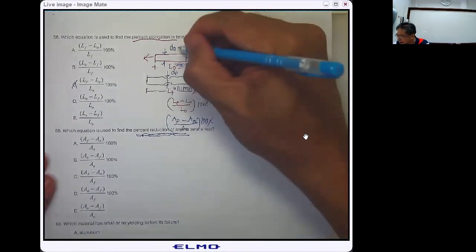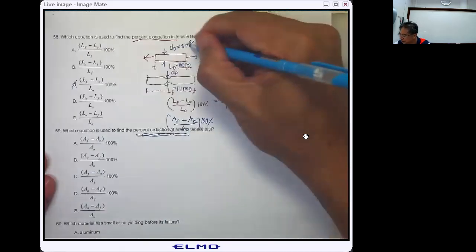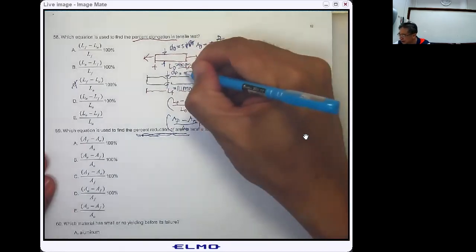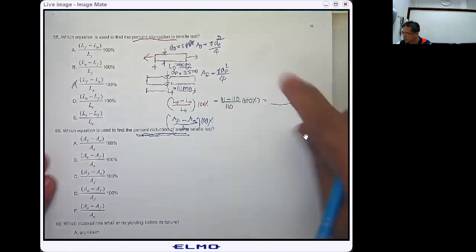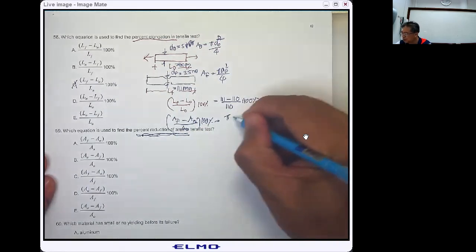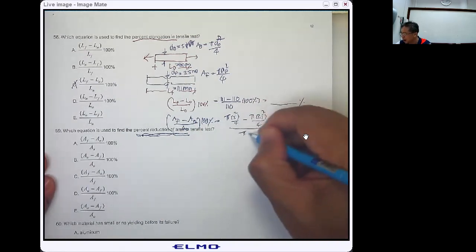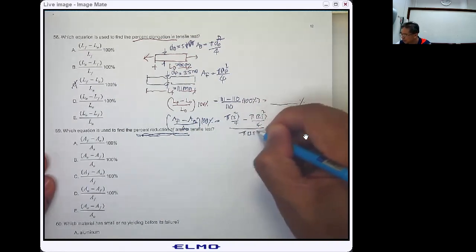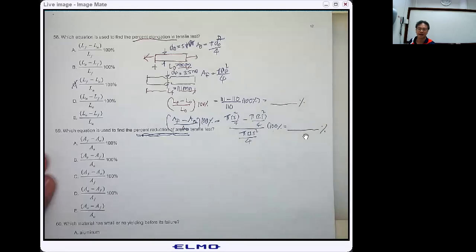Okay, and then it may say this is going to be 5 millimeter, and this is going to be 3.5 millimeter. Can you compute the percent reduction of the area? Yes, for sure. This is going to be pi times 5 squared over 4, minus pi times 3.5 squared over 4, divided by pi times 5 squared over 4, and then times 100%. You will get this in percent.